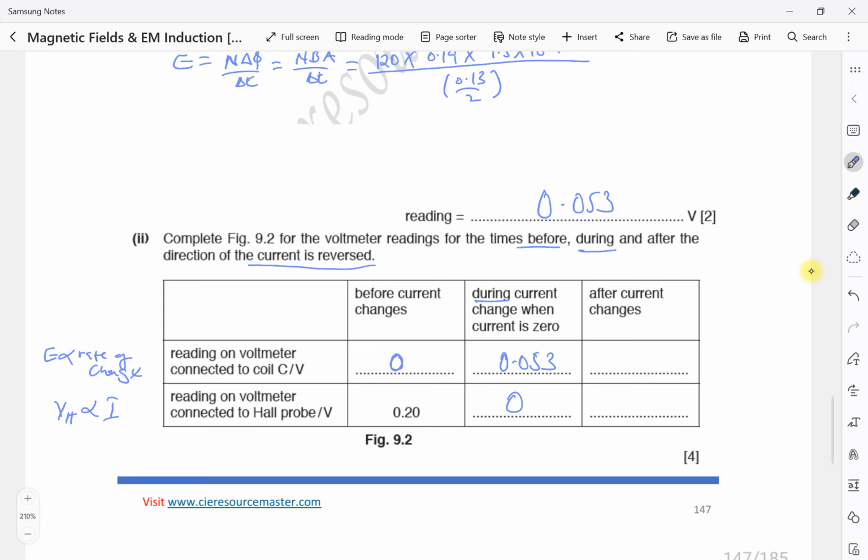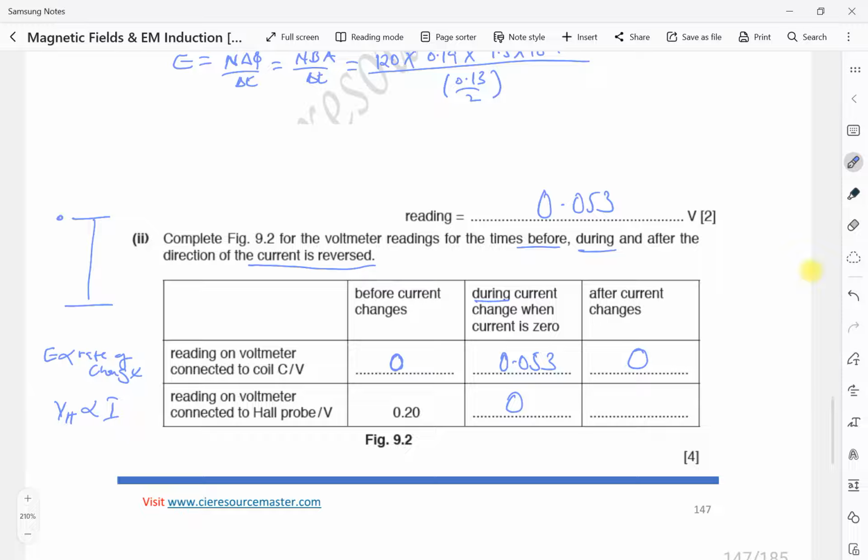Then after current change, again the current becomes constant. Remember, when the current becomes constant, the rate of change of current is 0. That means the magnetic flux linkage is constant. The induced EMF here is going to be 0. But here it was before current changes and after current changes. Therefore, it is going to change the sign. So after current changes, it has reversed direction. It means we started from a positive current to a negative current.